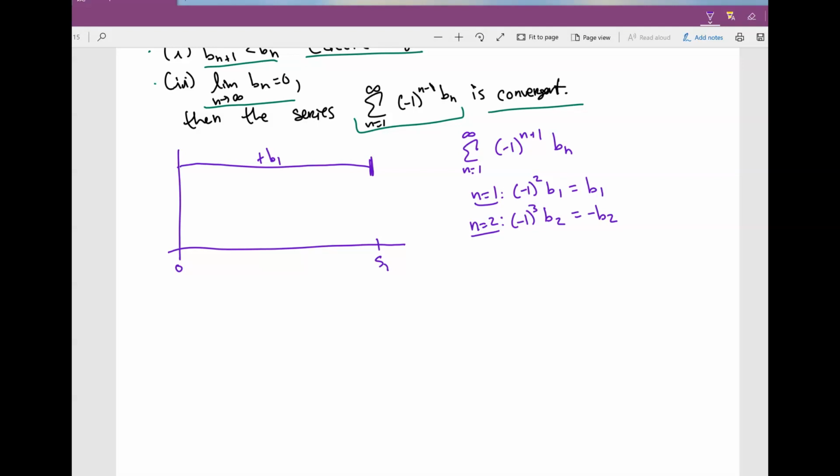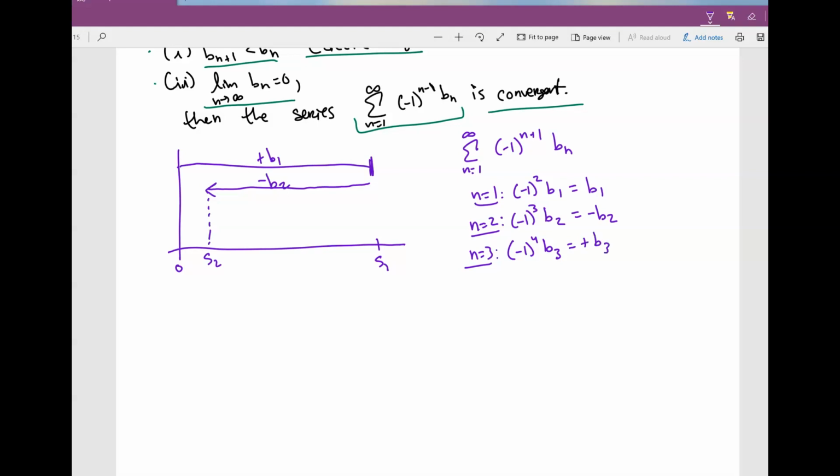So for my second sum, you start from here. You're going to subtract b2, but it's not going to go all the way back to 0, because we know b2 is a little smaller than b1. So this is my new sum, my sum 2. This is what I got by subtracting b2 from b1. Then I'm going to do the same thing. For n equals 3, you're going to have -1 to the fourth power times b3, so we're going to get a positive b3.